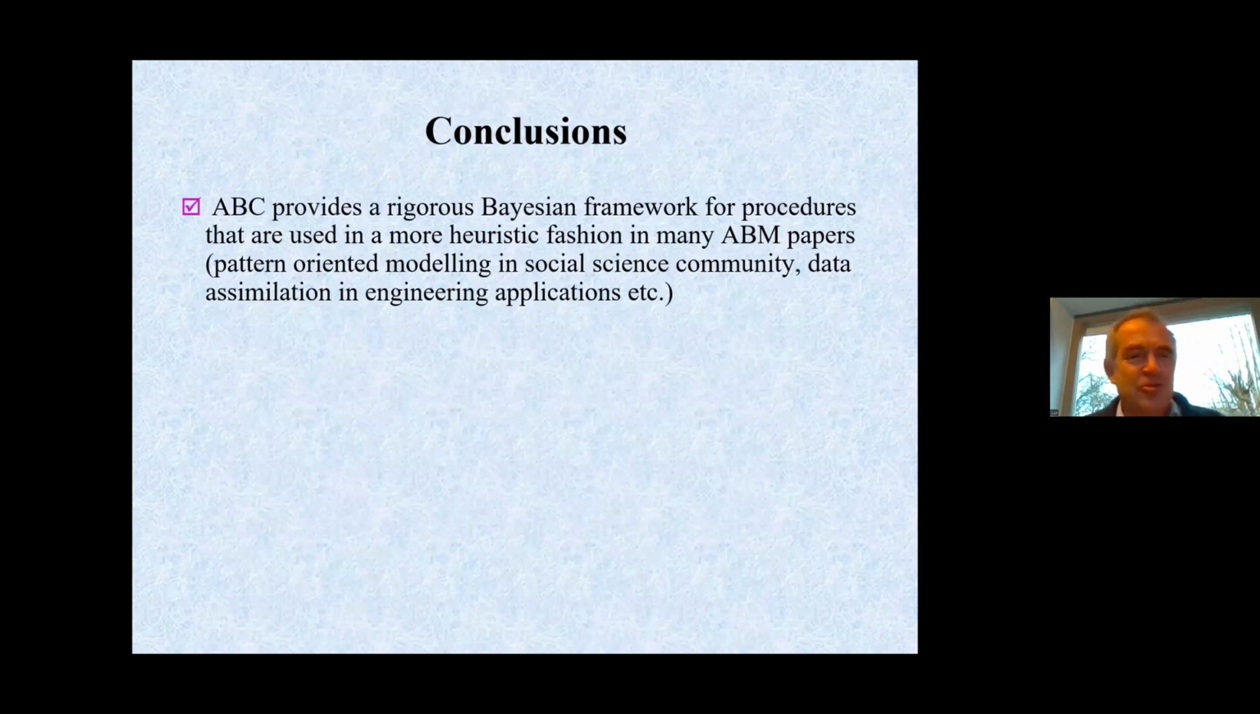Basically, what I try to convey is that this methodology provides a very rigorous Bayesian framework for things that are often used in a more heuristic fashion in many ABM papers. You find many ABM papers where you have a similar approach, but it's not rigorously embedded into a statistical framework of which we know its statistical properties. This is basically this pattern-oriented modeling, which tells you that you should choose certain patterns in order to estimate the data.